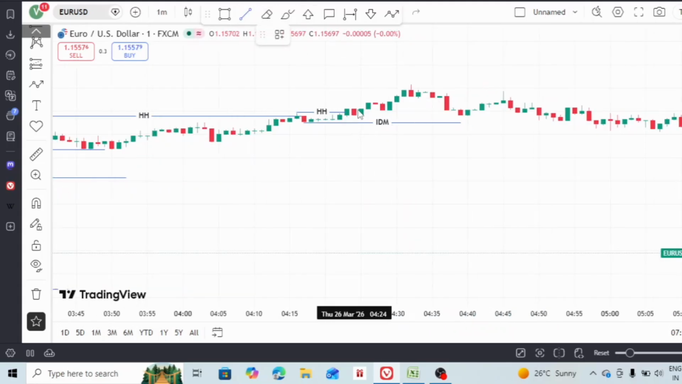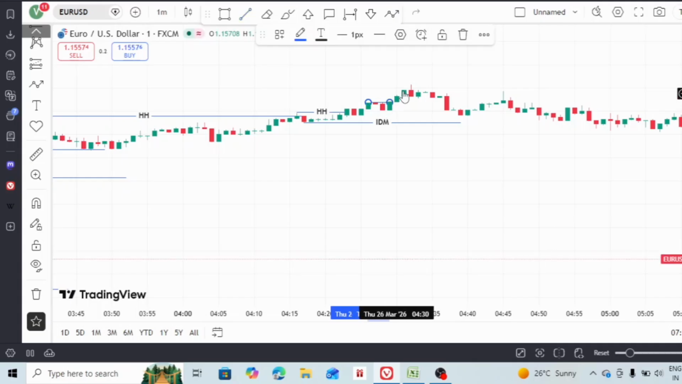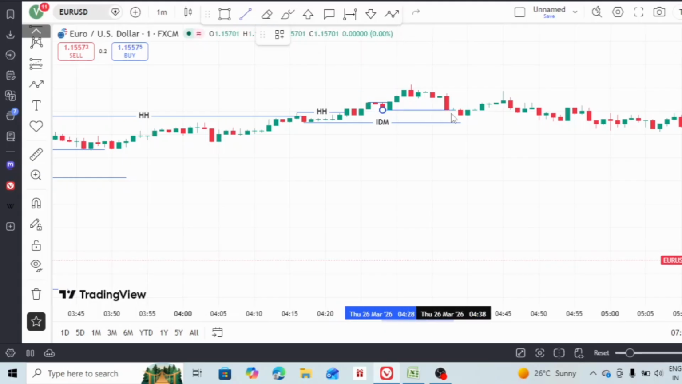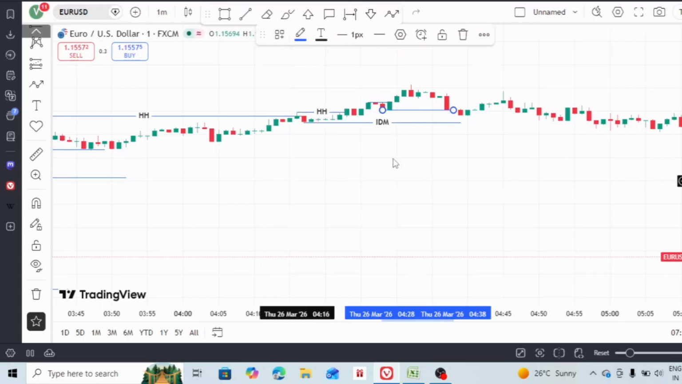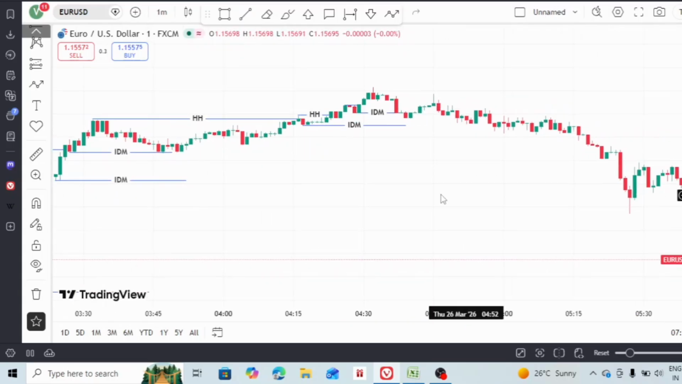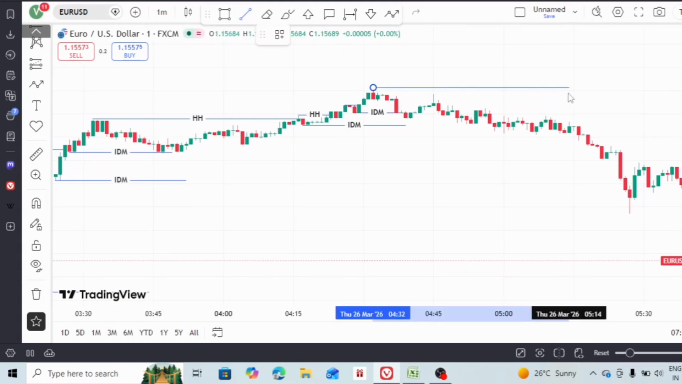We also have the higher high here again. Pullback here, so it has broken out with the body. So we have the pullback here and we have our inducement here. This is our inducement. Inducement mitigation means we have our breakout structure. So this is our breakout structure level.